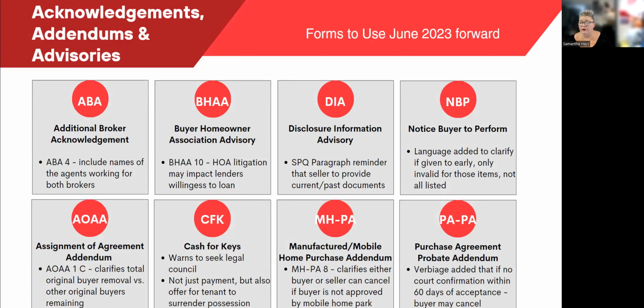The BHAA is clarifying that the HOA litigation may impact the lender's willingness to loan on the property. I would highly suggest you verify with the broker of record. If you're submitting an offer where you have a homeowners association that you're aware of because of the MLS, I would include this form along with the market condition advisory to be signed with your offer so that you have proof that they were notified prior to going under contract.